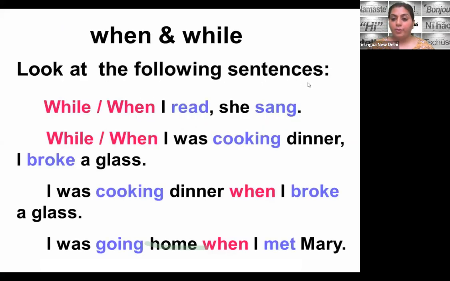Look at the following sentences. When I read, she sang. When I was cooking dinner, I broke a glass, or while I was cooking dinner, I broke a glass. I was cooking dinner when I broke a glass. I was going home when I met Mary. Or you can also say, I met Mary while I was going home.